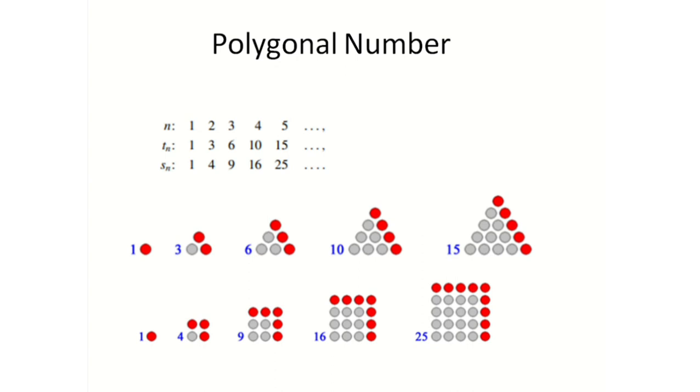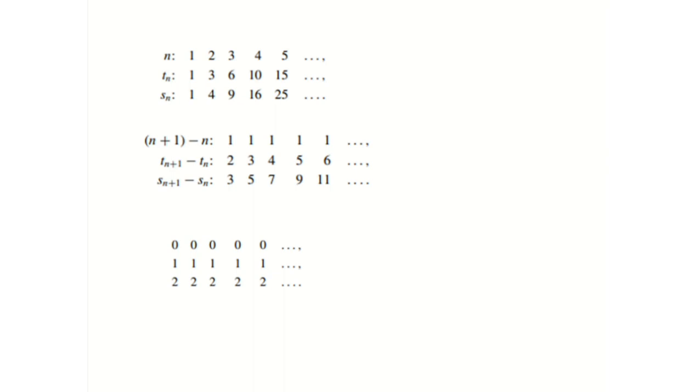So you can see that for n equals 1, the triangular number is 1 and the square number is 1, then for n equals 2 it is 3, 4, and so on. Now if I calculate the difference of consecutive terms in each column, or you can say if I apply the difference operator in each column, we will get an increasing arithmetic sequence.